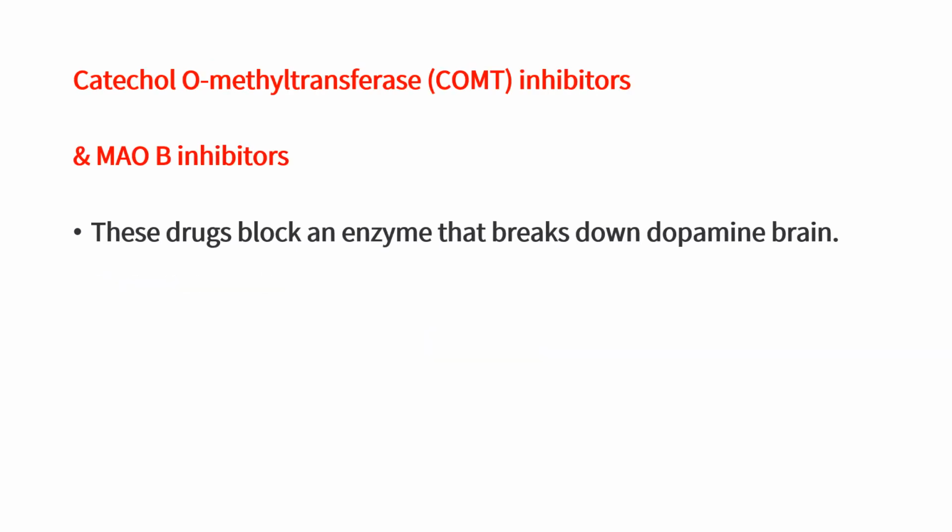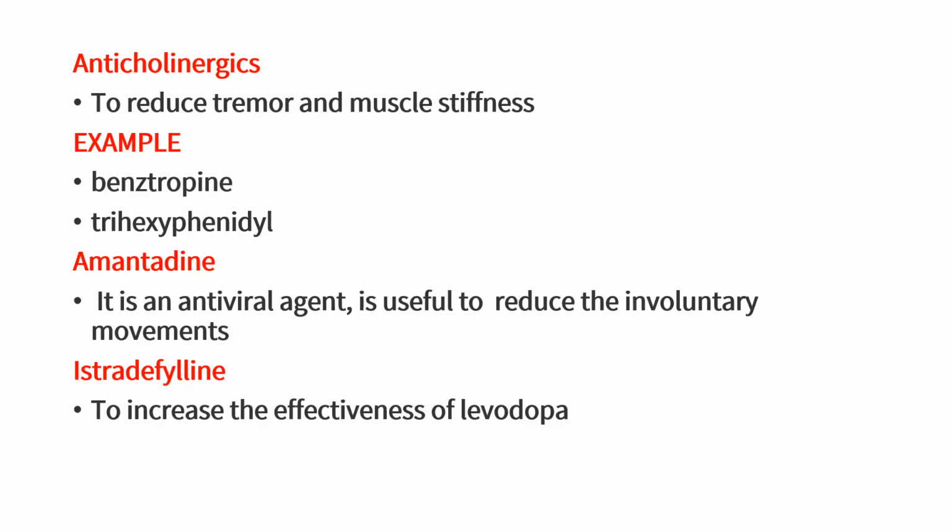Other drugs include catechol-O-methyltransferase inhibitors and monoamine oxidase inhibitors. What these drugs are doing is, they block an enzyme that breaks down dopamine in the brain. So these are all the other drugs which we are using for Parkinson's patients to reduce the symptoms of Parkinsonism.